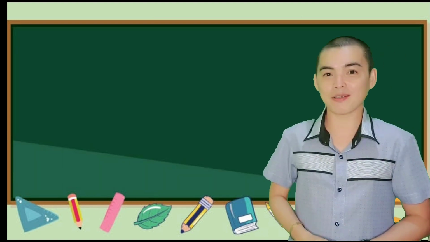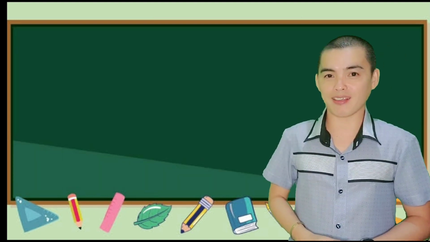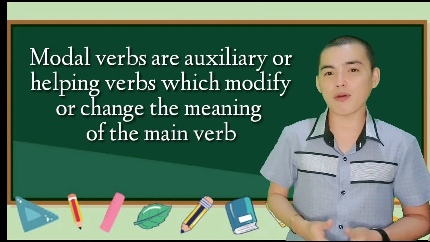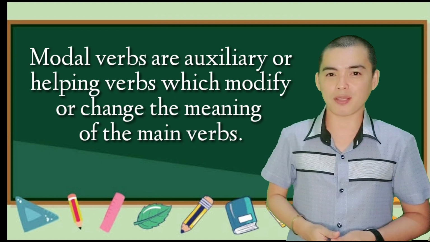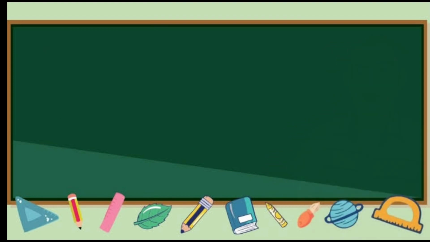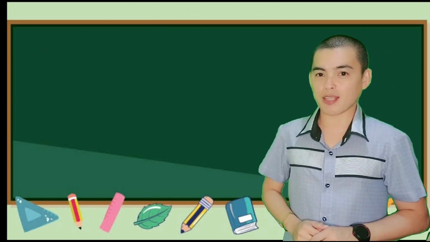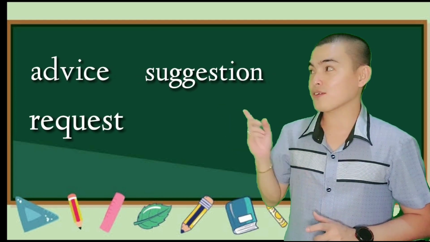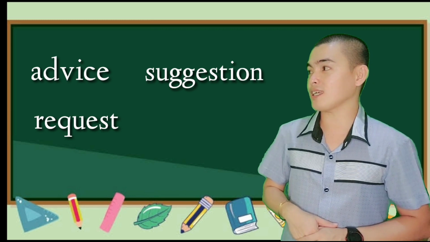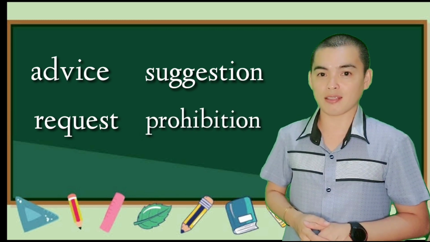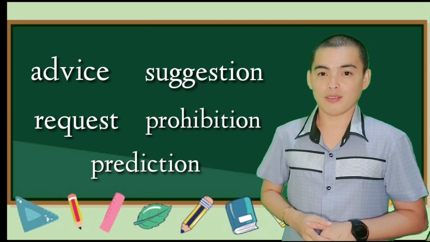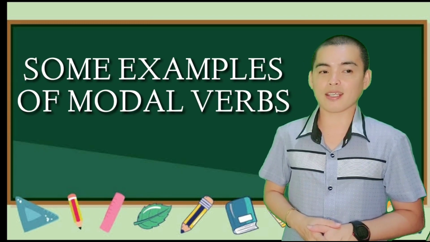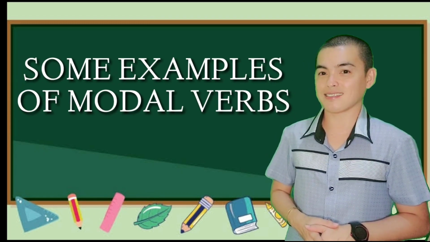Like we said a while ago, modal verbs are part of the English language. Modal verbs are auxiliary or helping verbs that modify or change the meaning of the main verb. We use modal verbs when giving advice, suggestions, requests, or even indicating a prohibition and predictions. To show you some examples of modal verbs, here is a list with sample sentences.